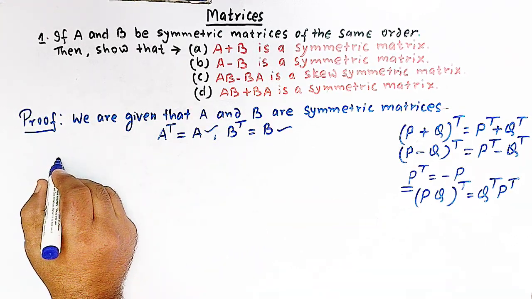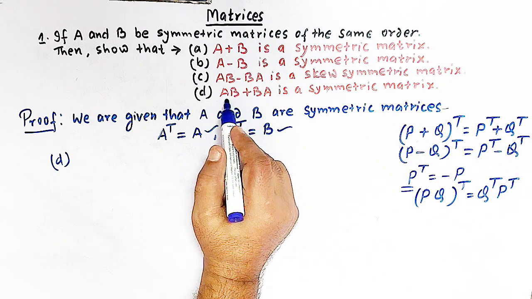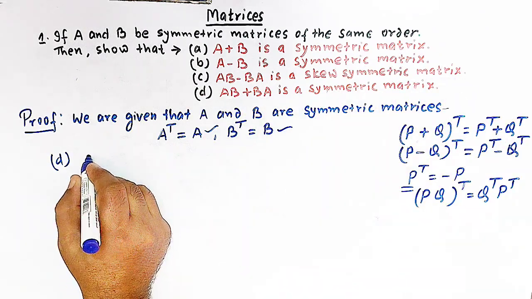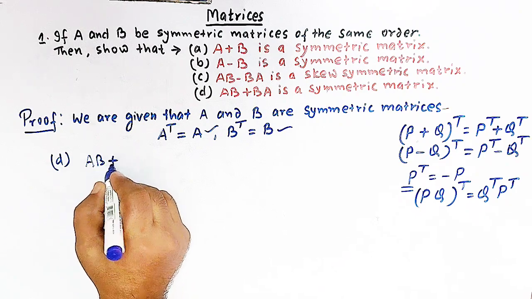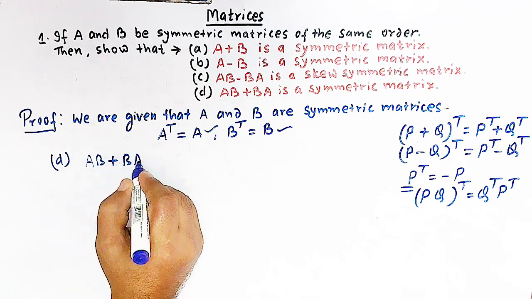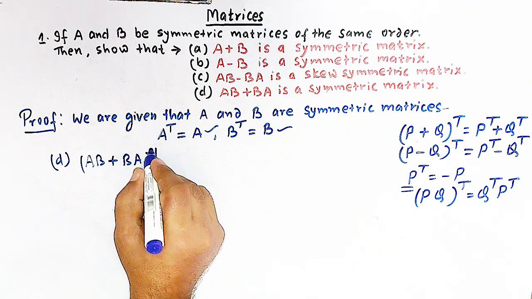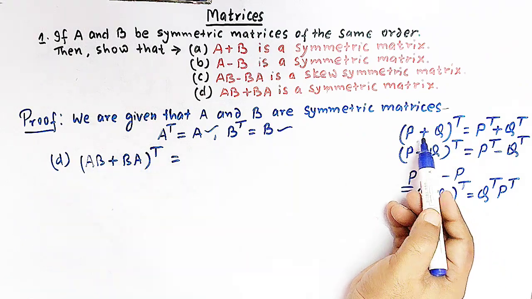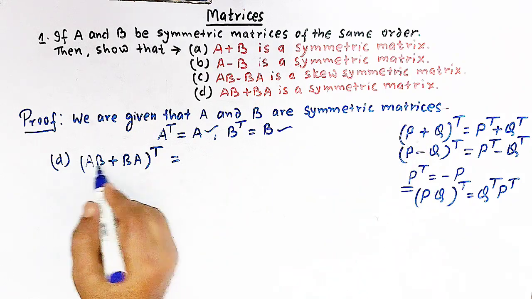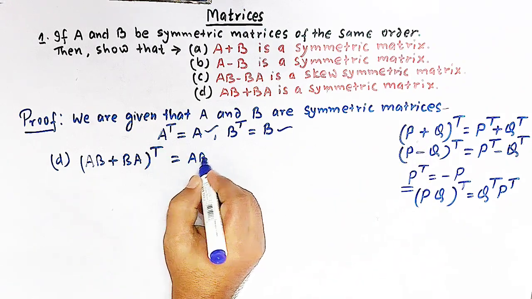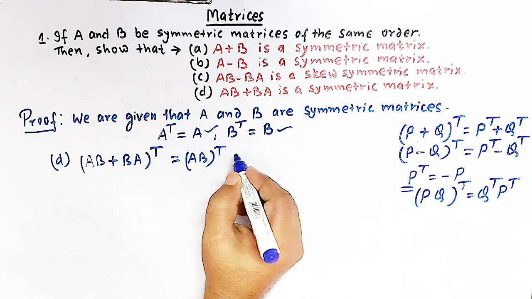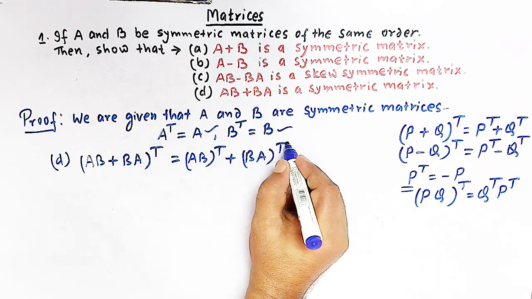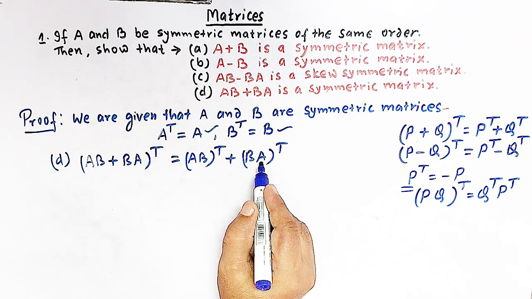So now consider the fourth case. Here we have to show that AB plus BA is a symmetric matrix. So let us now write the transpose of AB plus BA. Using the same result, we can write the transpose of AB plus the transpose of the matrix BA.